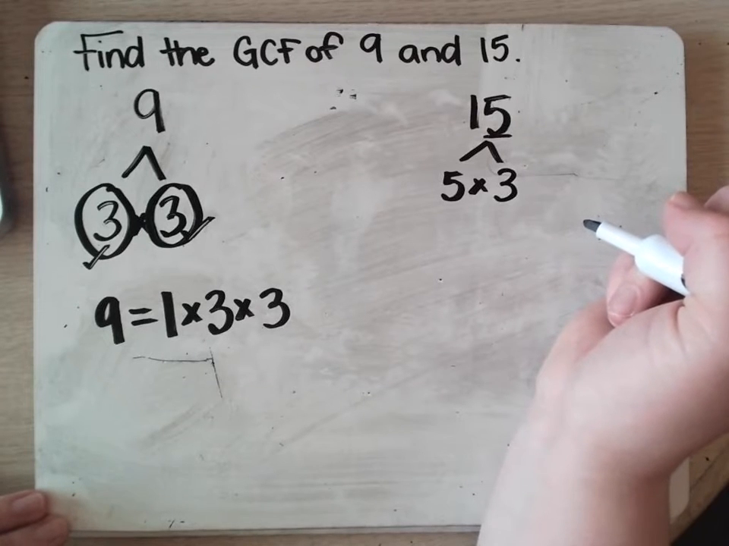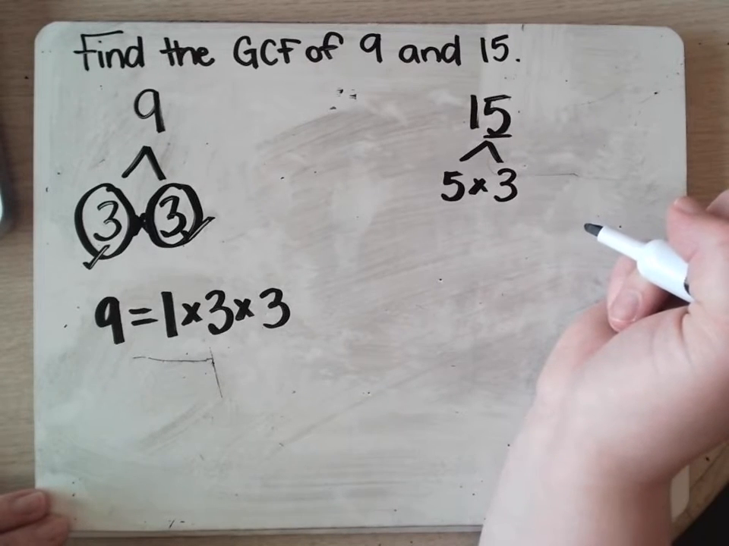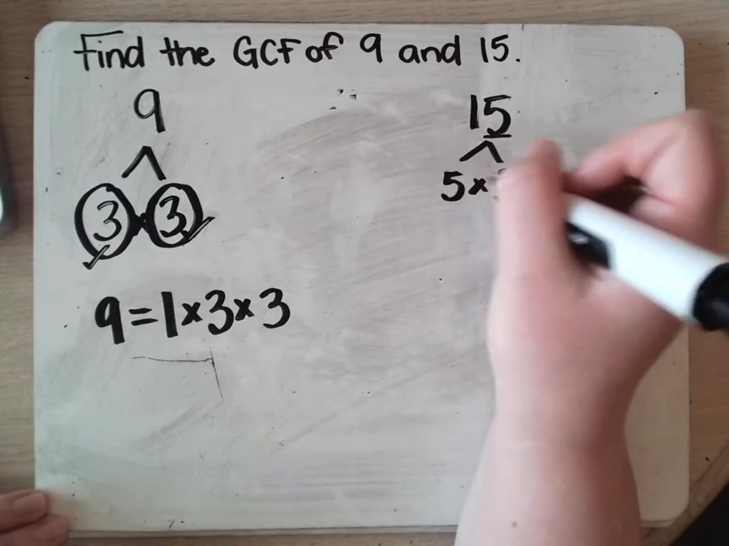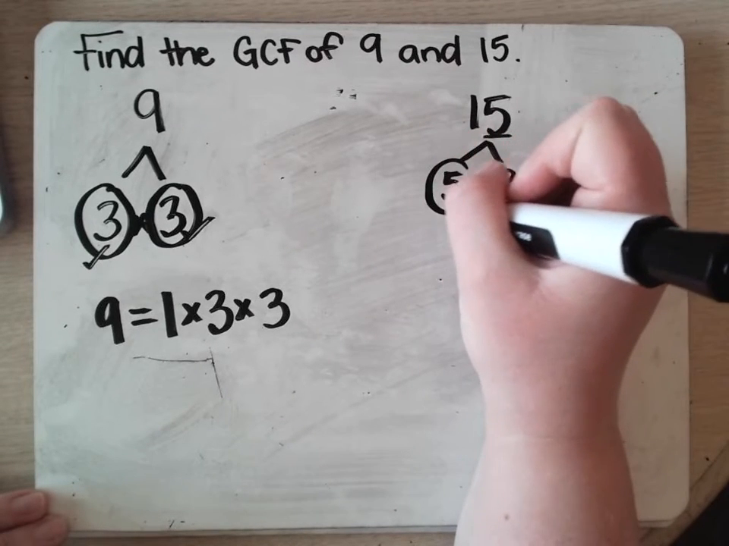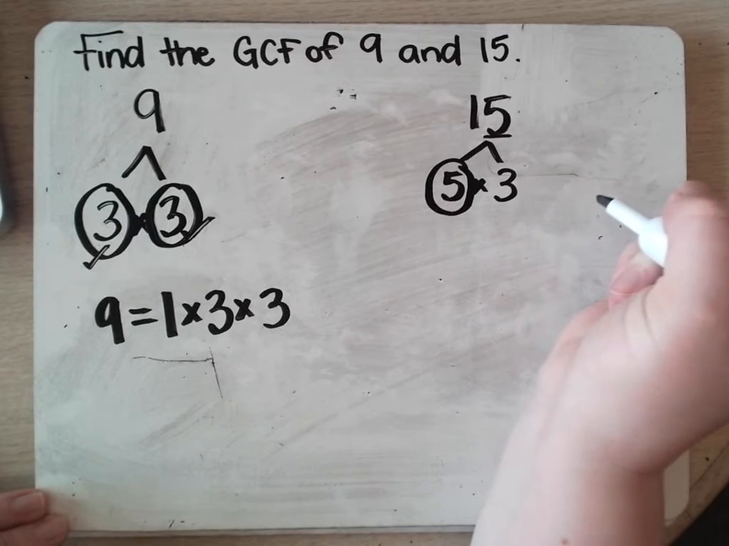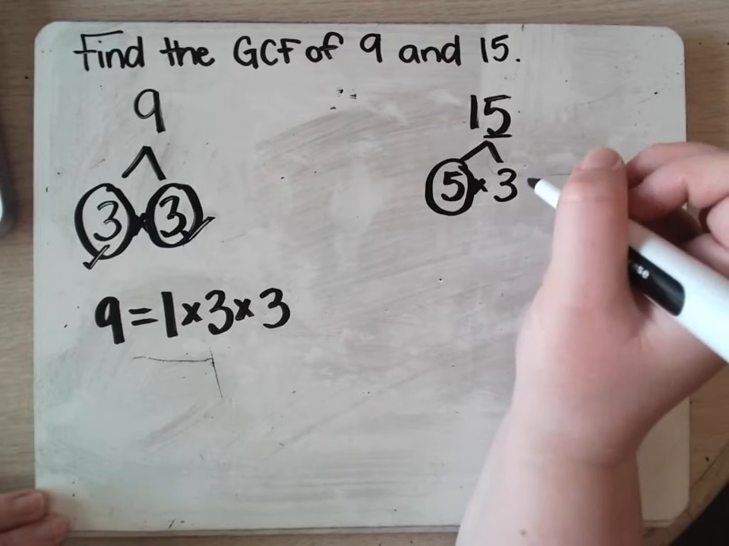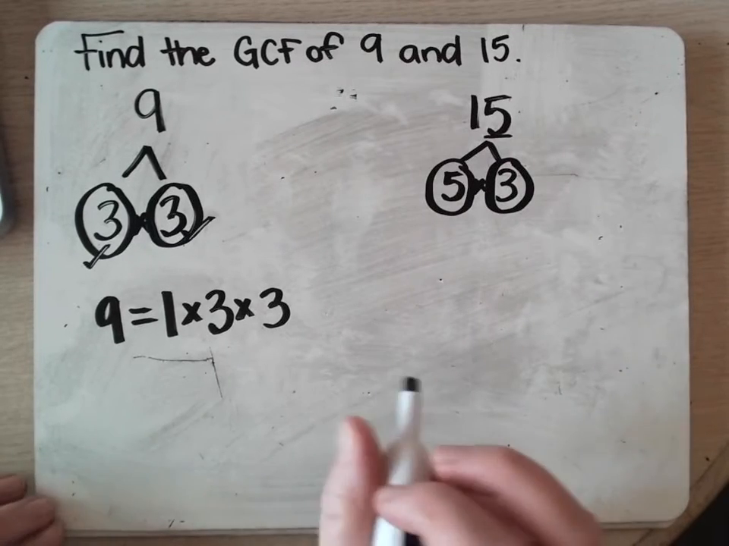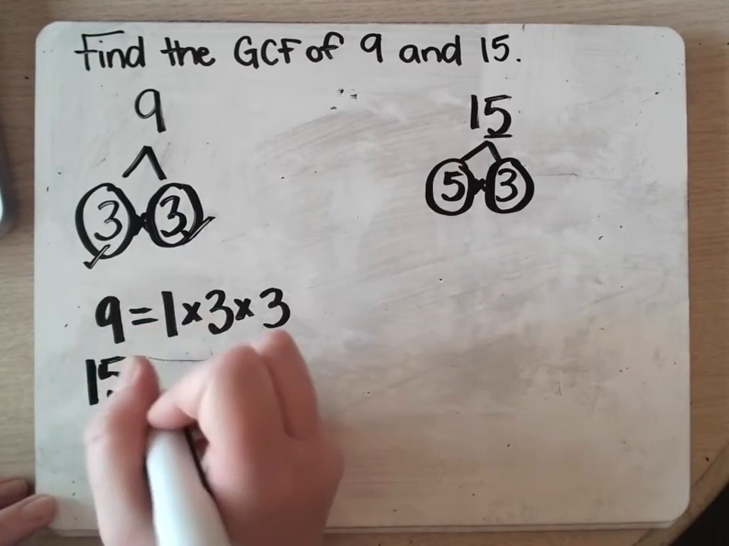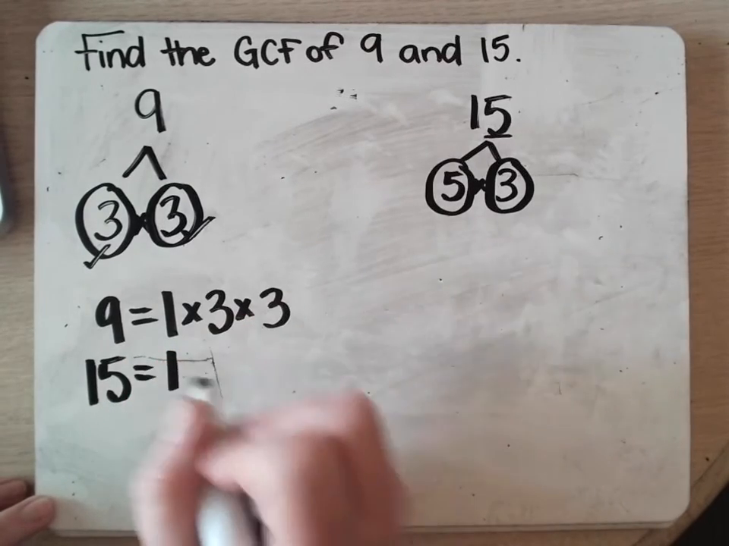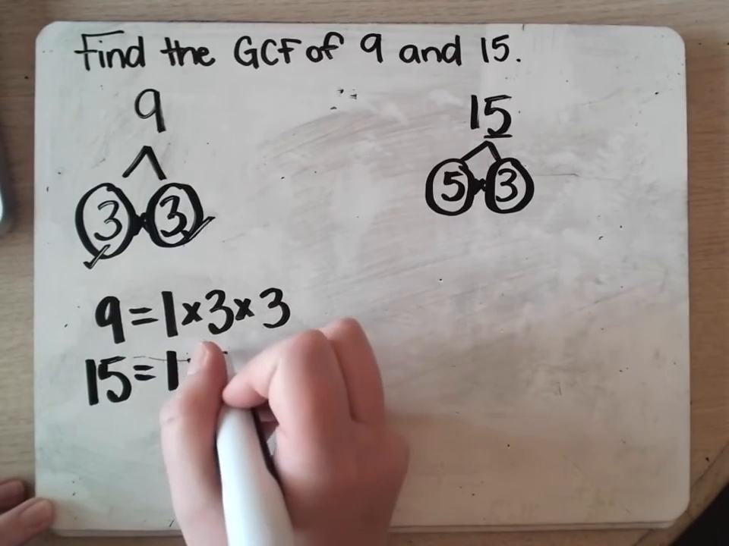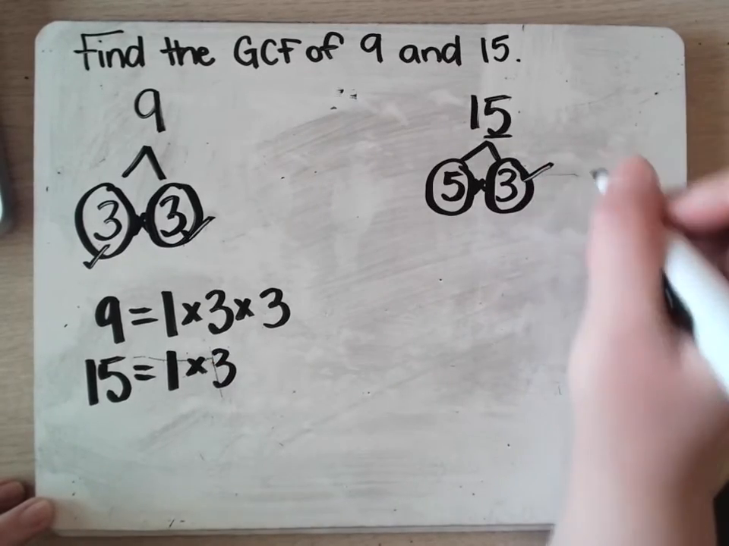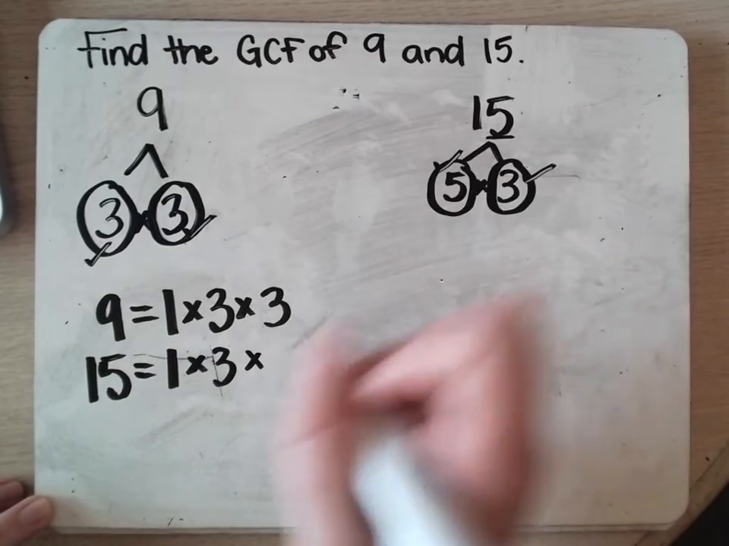Now stop and think, what are the factors that when multiplied together equal 5? Well, the only factors of 5 are 1 times 5, so I'm going to circle that. And then same thing with my 3. The only factors of 3 are 1 times 3, so I'm going to circle my 3. Now come down here and set up your list. 15 equals 1 times 3, because I'm going in order from least to greatest, times 5.